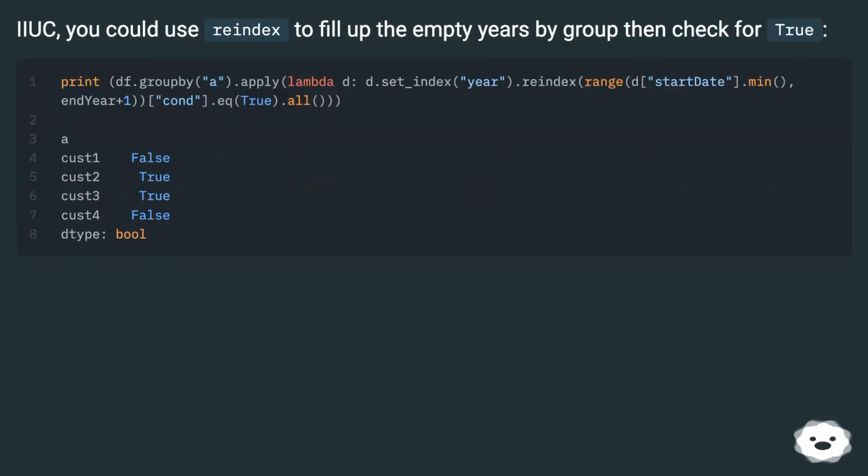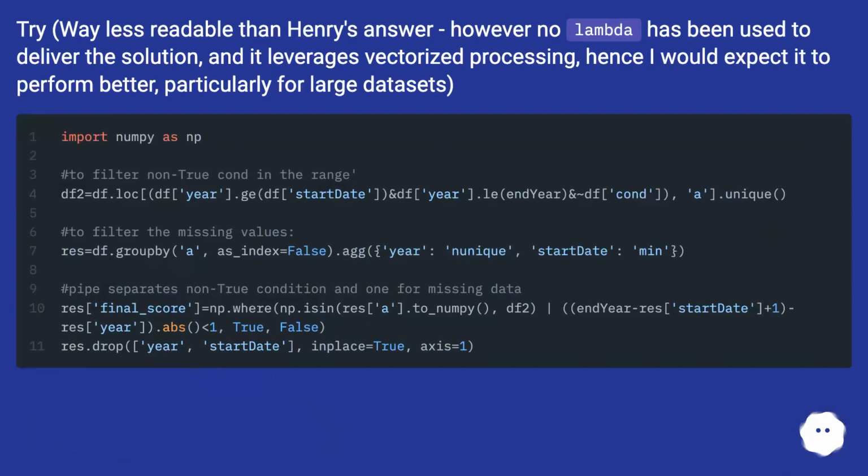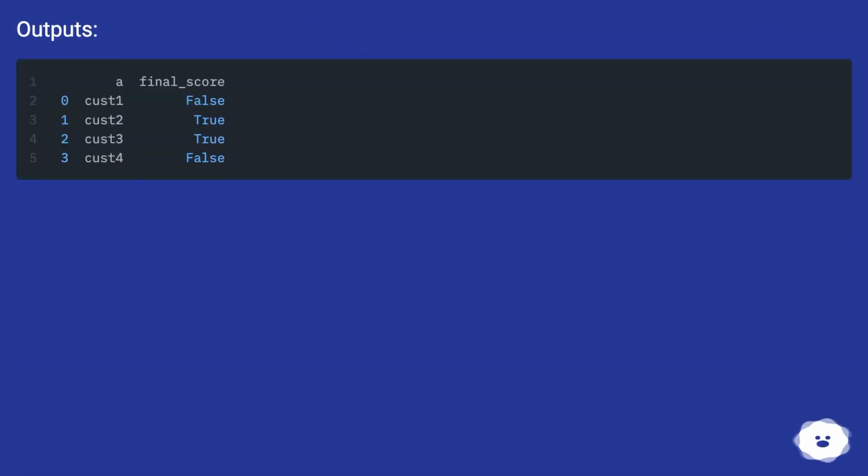You could use reindex to fill up the empty years by group, then check for true. Try. Way less readable than Henry's answer, however no lambda has been used to deliver the solution, and it leverages vectorized processing, hence I would expect it to perform better, particularly for large datasets. Outputs.